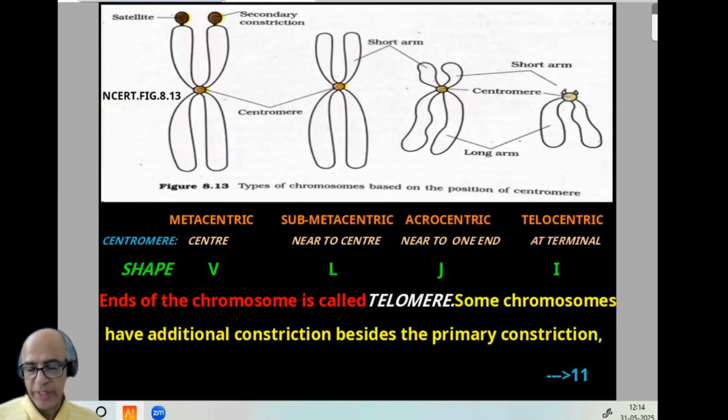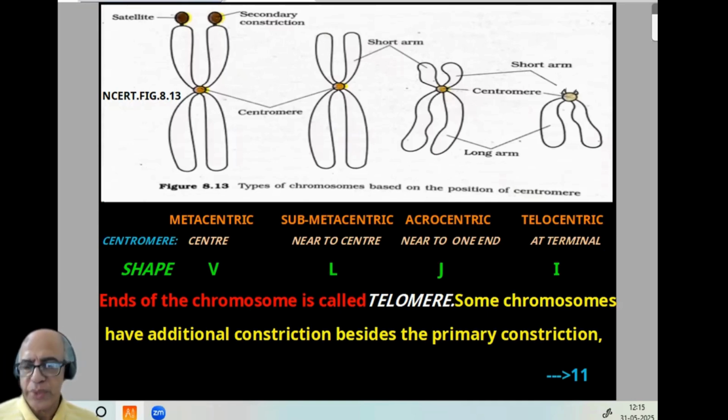Now, even a diagram-based question. The end of the chromosome is usually called the telomere. Telo means end, as in telophase. Remember the cell cycle: telomere. Some chromosomes have an additional constriction besides the primary constriction. Here you can find the secondary constriction, labeled there.